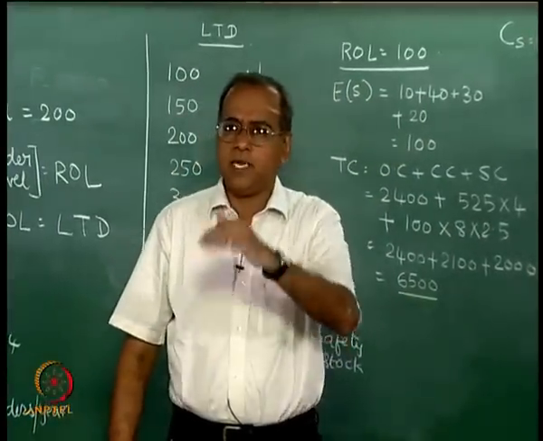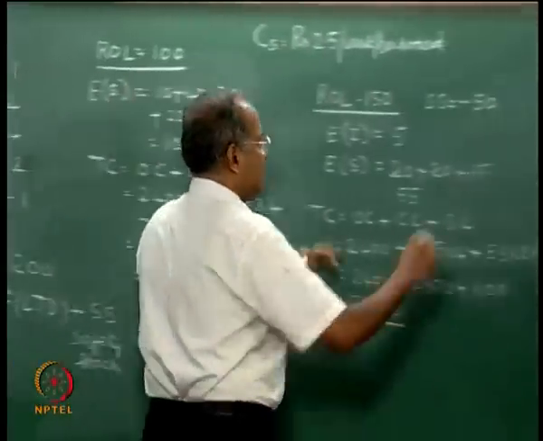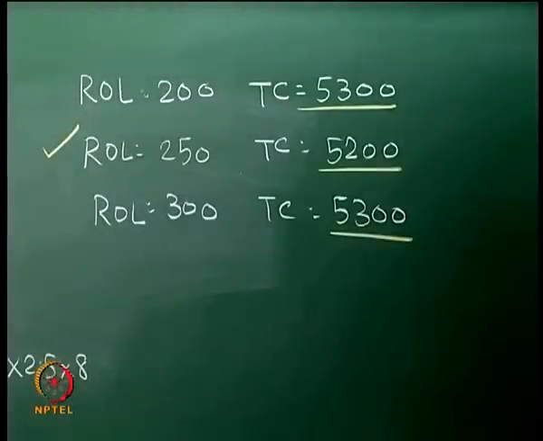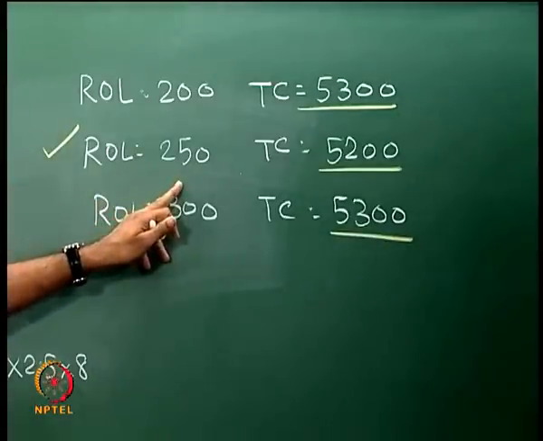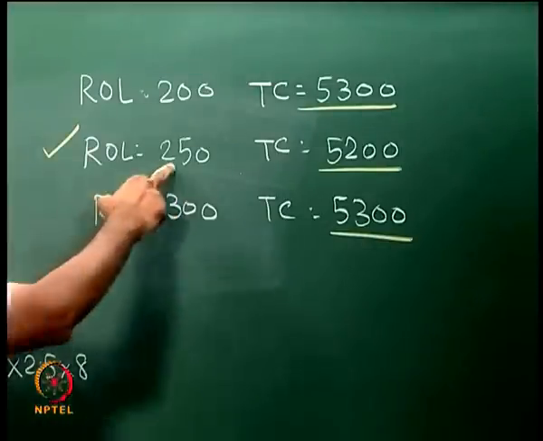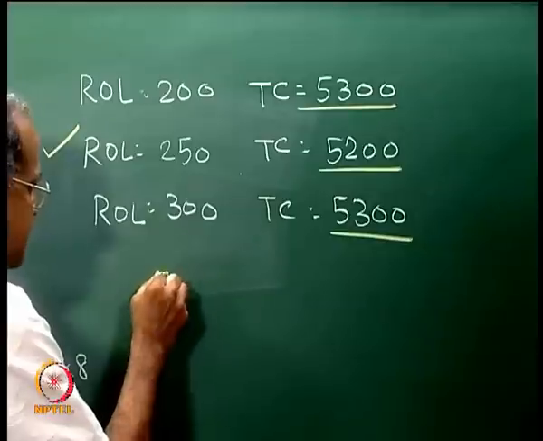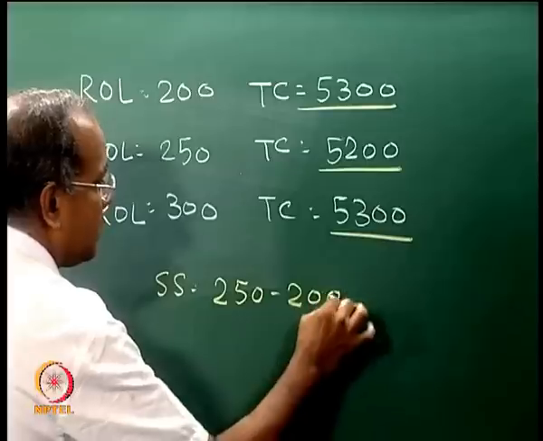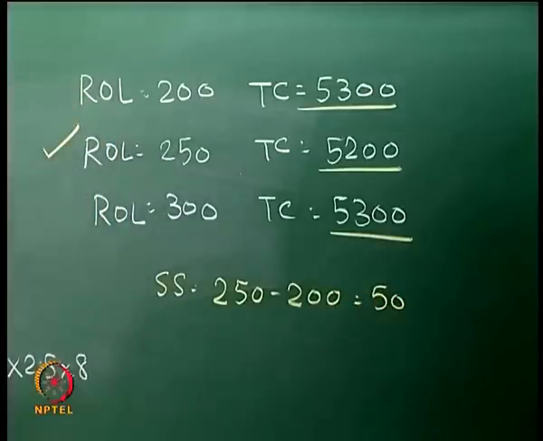If we go by minimum total cost, then we would look at ROL is equal to 250. So if we go by minimum total cost, our ROL is 250 and our total annual expected cost is 5200, which is the cheapest. Now if we have a reorder level of 250, then we will have a safety stock of 250 minus 200, which is 50, safety stock of 50.